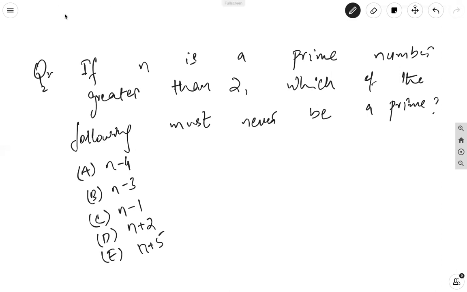Now tell me the answer. What is the answer to this question? That's why I went through the even and odd questions first, because that concept is used here.